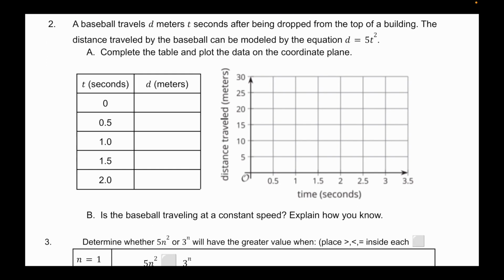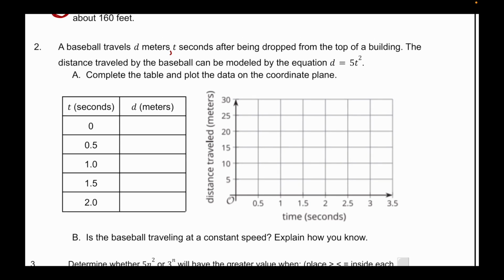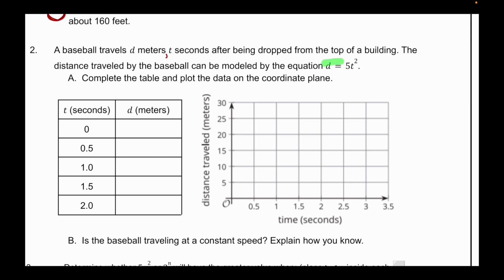A baseball is traveling d meters t seconds after being dropped from the top of a building. I might add a comma in here, but that's just me. The distance traveled can be modeled by the equation. So they're giving me an equation. I'm going to highlight this here. d is equal to 5t squared. So we want to complete the table and then plot the data on the coordinate plane.